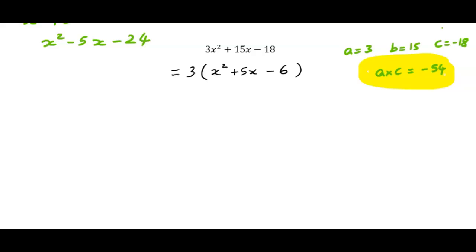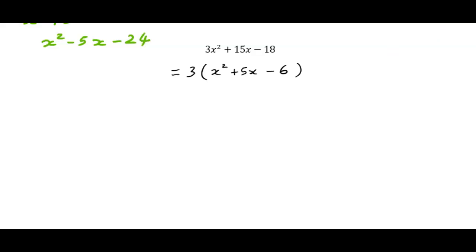And also, by having a as 3, this no longer becomes a monic quadratic expression. That's the whole reason why we go ahead and remove the common factor. Removing the common factor makes this question a little bit simpler to deal with.